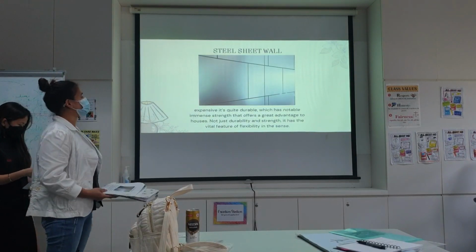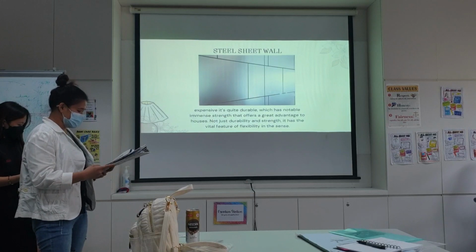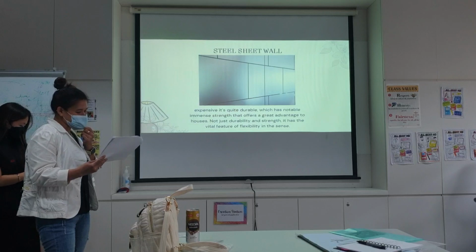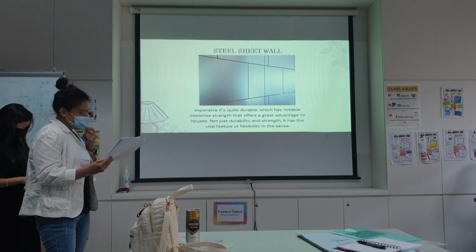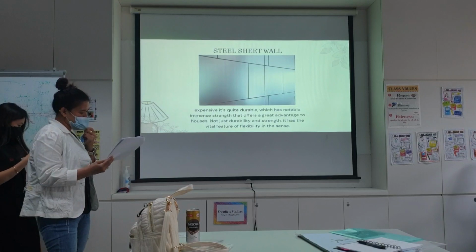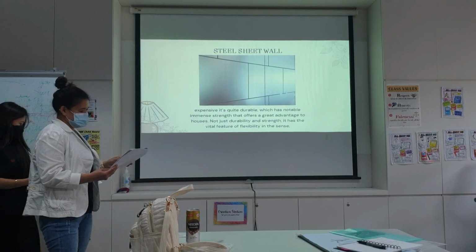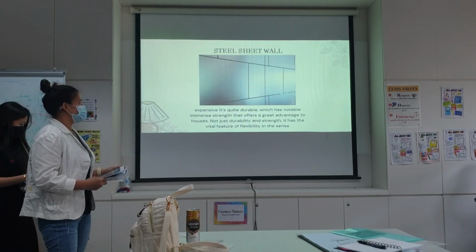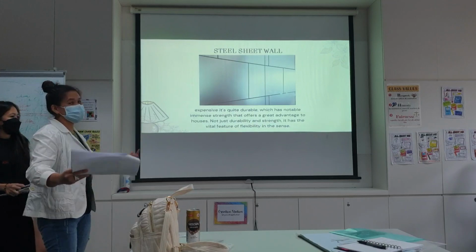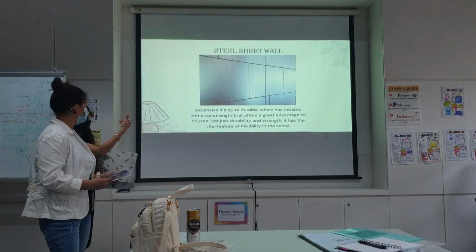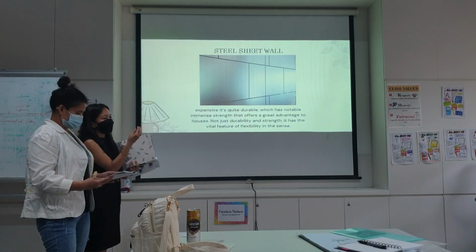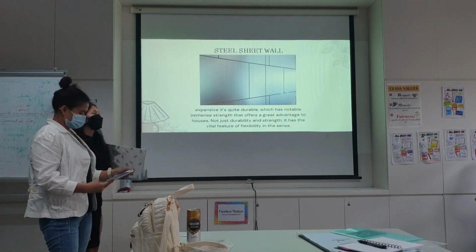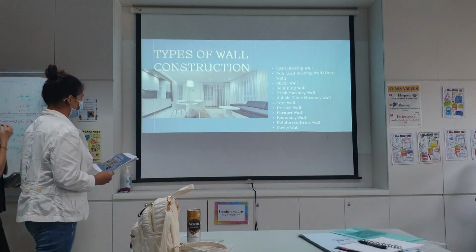Okay, next is our steel sheet wall. It is expensive, but quite durable, with immense strength that offers a great advantage to houses. Not just durability and strength, it has the vital features of flexibility and defense. A steel sheet wall can be built in offices and kitchens, where the stoves are. We use this in the kitchen because if you use tiles, it's quite dirty. This one is easy to clean. So now we are going to move to tiles and wall constructions.